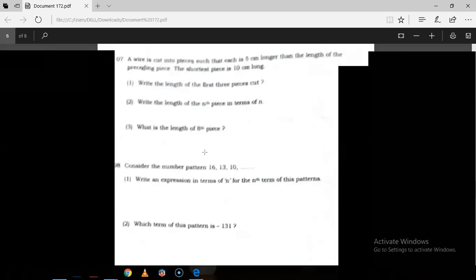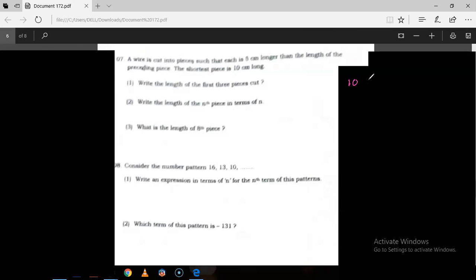Okay, I just start to do it here. A wire is cut such that each piece is 5 centimeter longer than the length of the preceding piece. The shortest piece is 10 centimeter long. The shortest one is 10 centimeter, the next one is 15 centimeter, the next one 20. So you can write here the length of the first 3 pieces: 10 centimeter, 15 centimeter, 20 centimeter. Write the length of the nth piece.